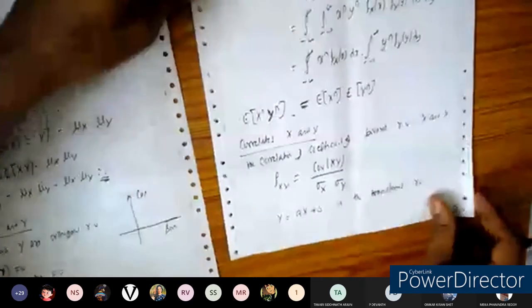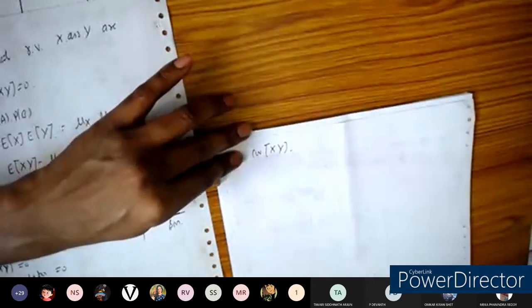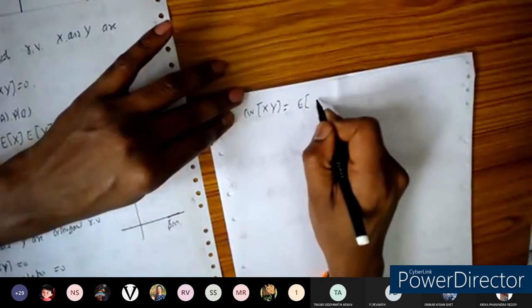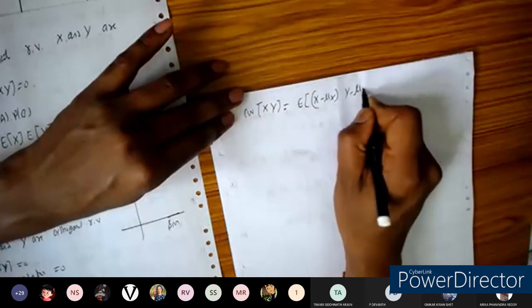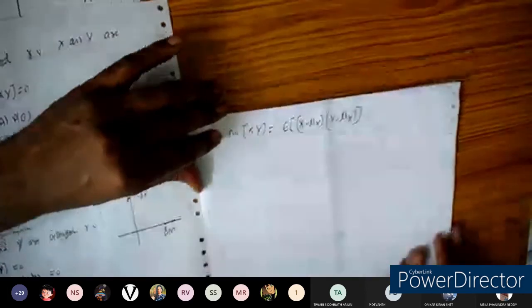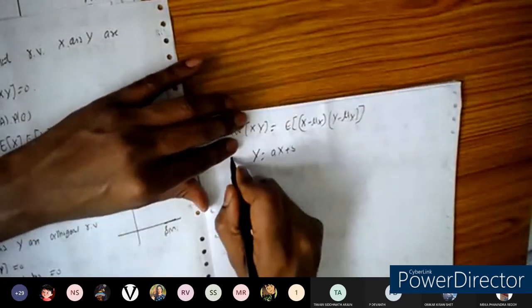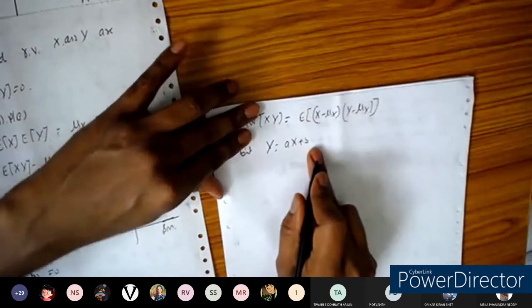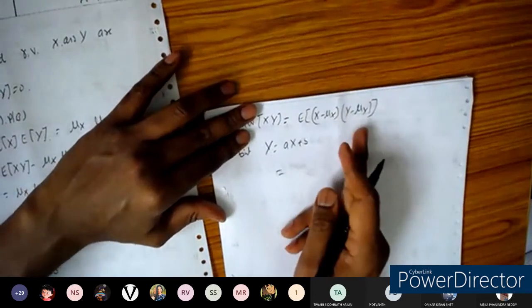Let us define here the covariance of x comma y. We know that the covariance of x comma y is nothing but the expectation of (x minus nu x) into (y minus nu y). But we have y is equal to ax plus b. Let us substitute this in the expression here.